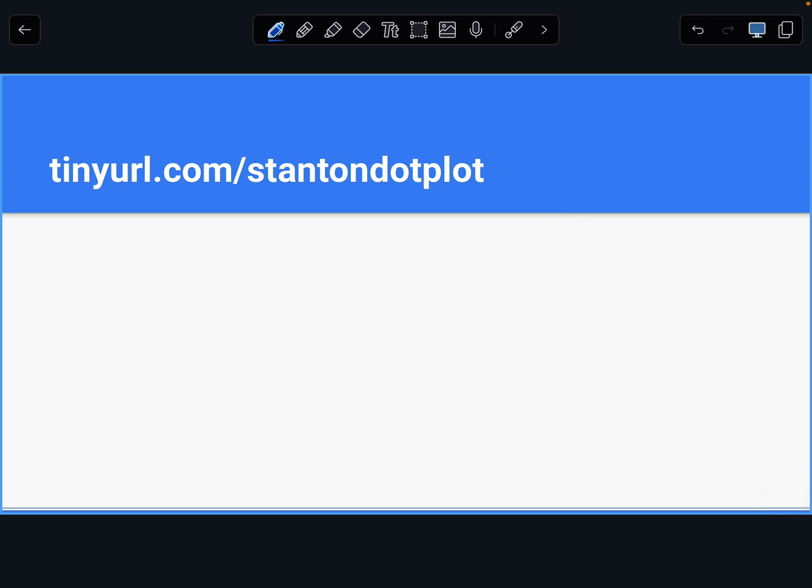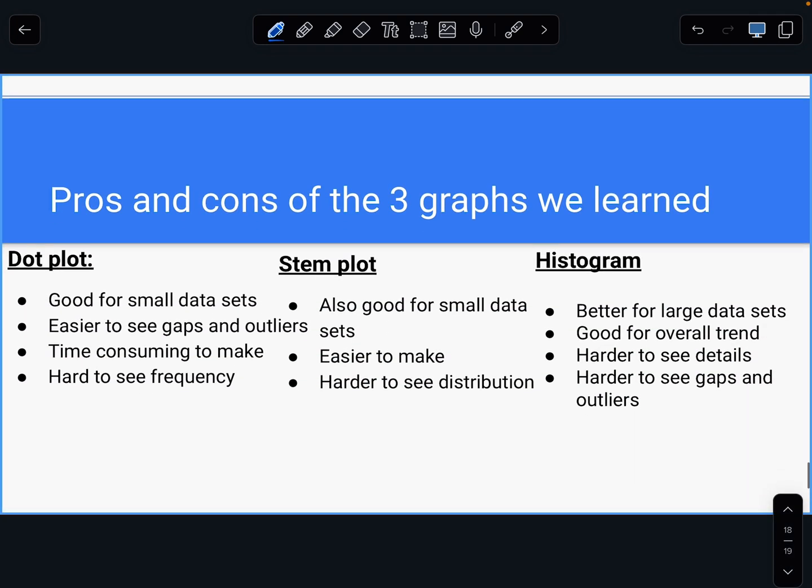And then on the last page of your notes, I did not include it in these slides, but it's the same tiny URL that we have used in class already. Even though it says dot plot in the link, you can make dot plots, stem plots, and histograms. We will be making histograms tomorrow when we do our 1.5 activity.